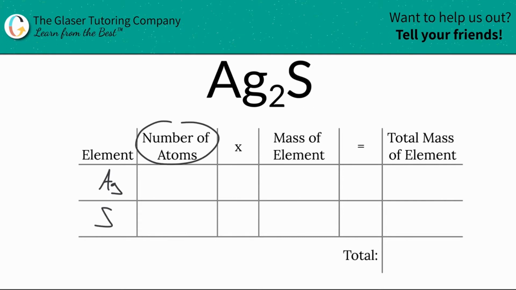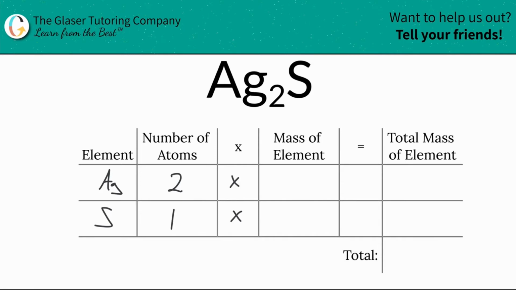The next thing is I need to know the number of atoms of each particular element in this compound. That's where the subscripts come into play. This 2 down here tells me that I have 2 silvers, so I'm going to write 2 in here. And then there is an invisible 1 at the bottom of sulfur, so I know I have 1 sulfur.